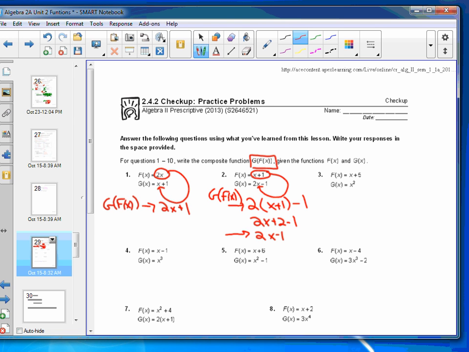Okay, what about this one? There's a squared. We want g of f of x, so we're going to take f of x and put that in right there for the x. The only difference is because it's squared, we're going to have to square it. So g of f of x is equal to x plus 5 squared.